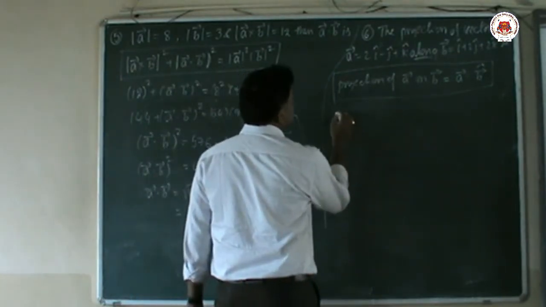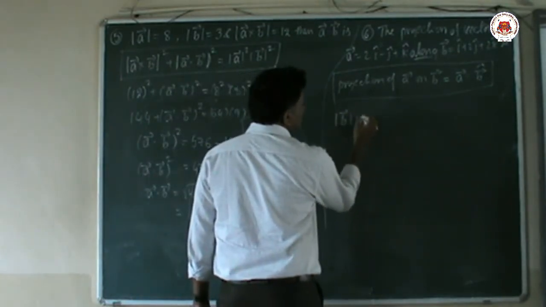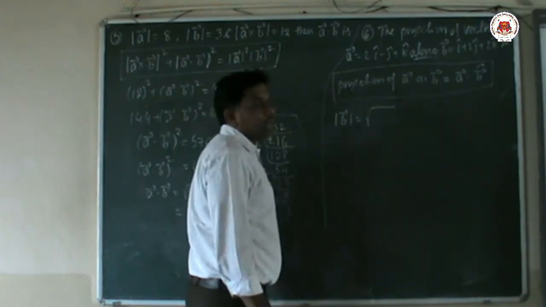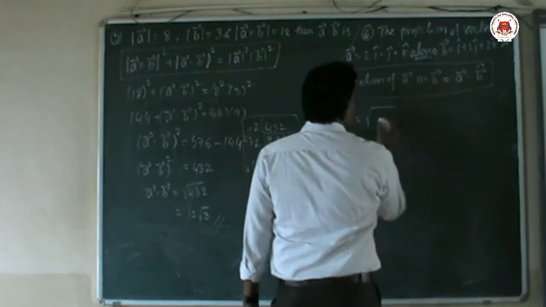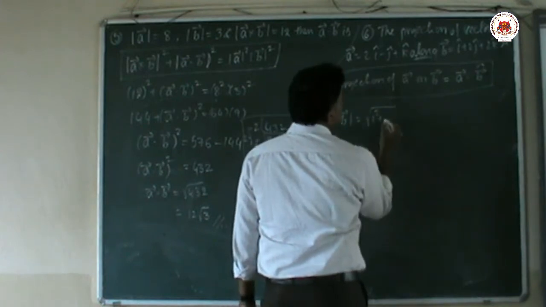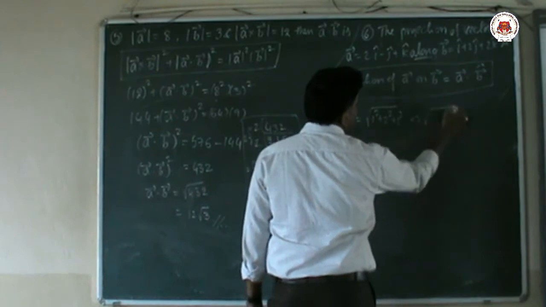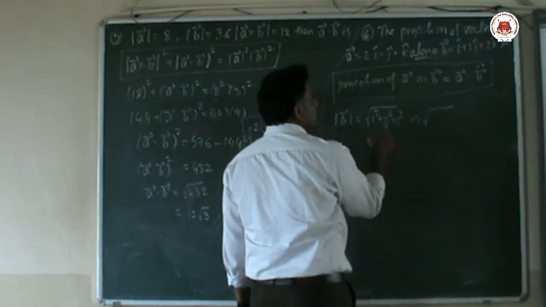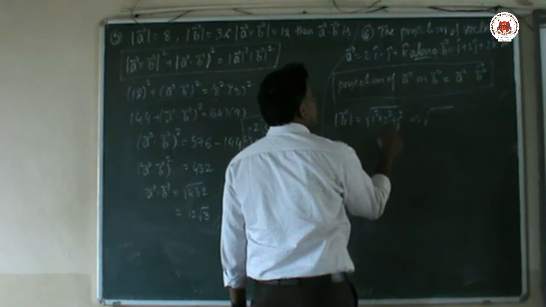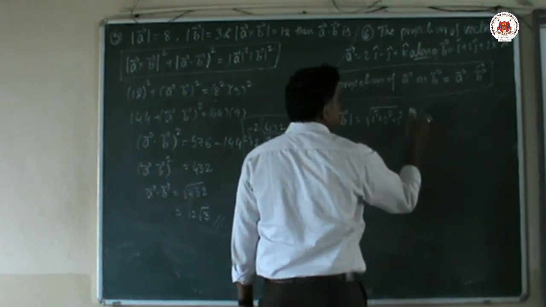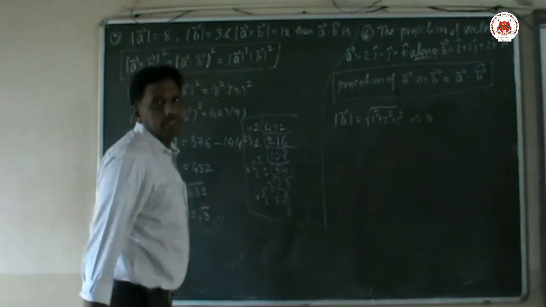So how to find the B cap? B cap means first of all we have to find its modulus of B. So what is the modulus of B? Modulus of B means square root of their component squares. I component is 1, j component is 2, k component is 2. So we can write it as square root of 1 square plus 2 square 4 plus 2 square 4. So 4 plus 4 is 8, 8 plus 1 is 9. So root 9 is nothing but 3. So mod B is equal to 3.